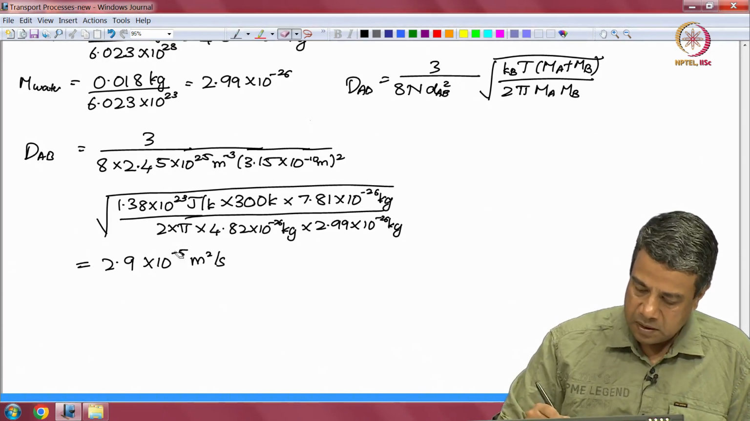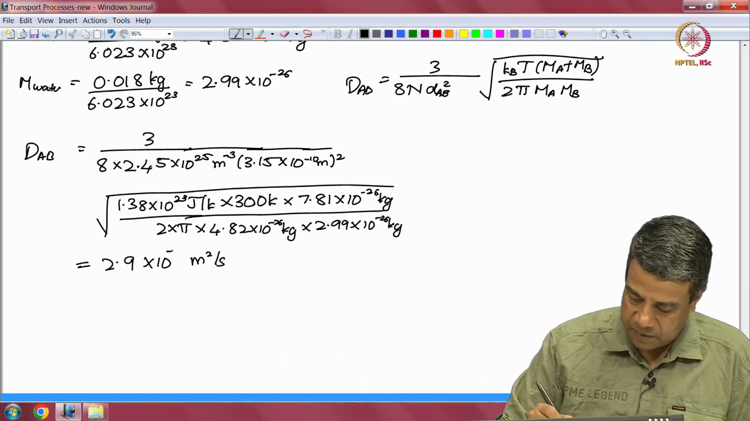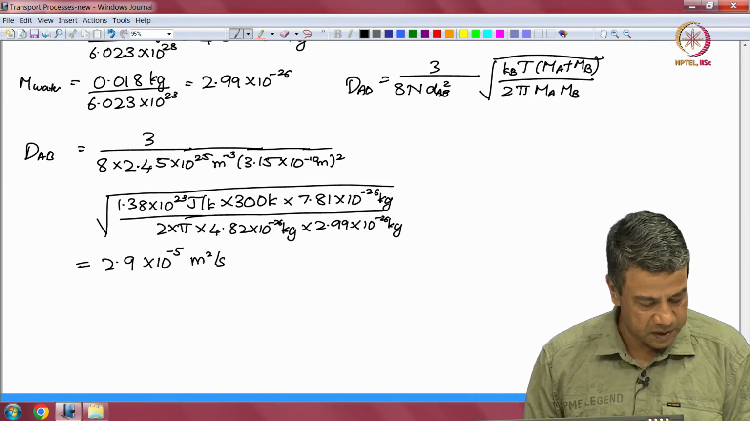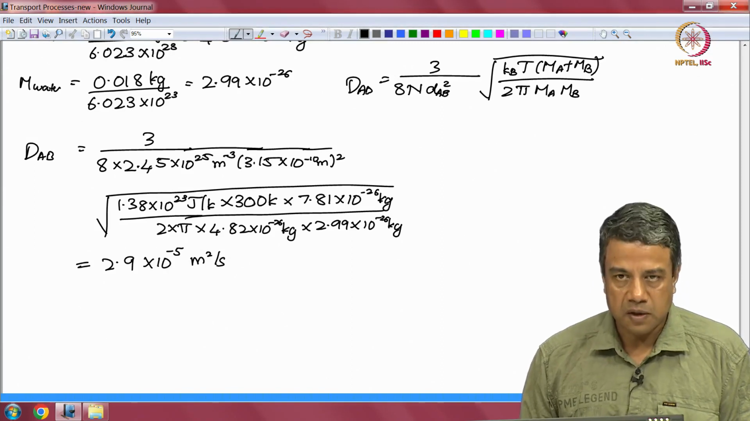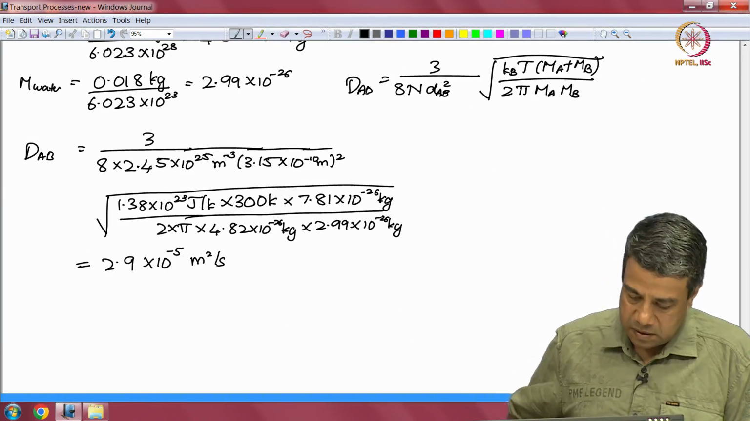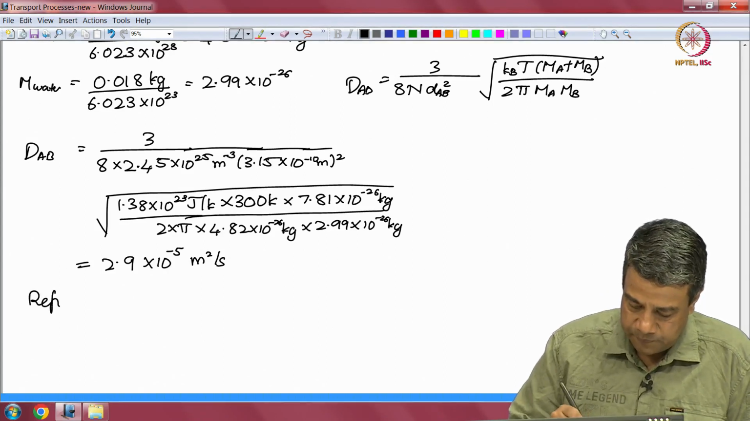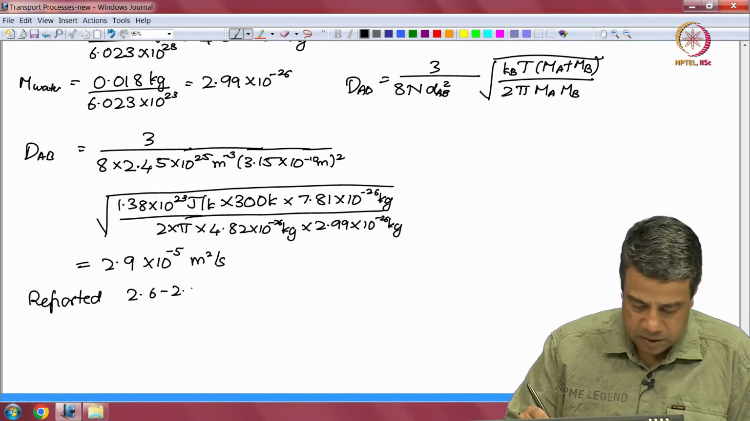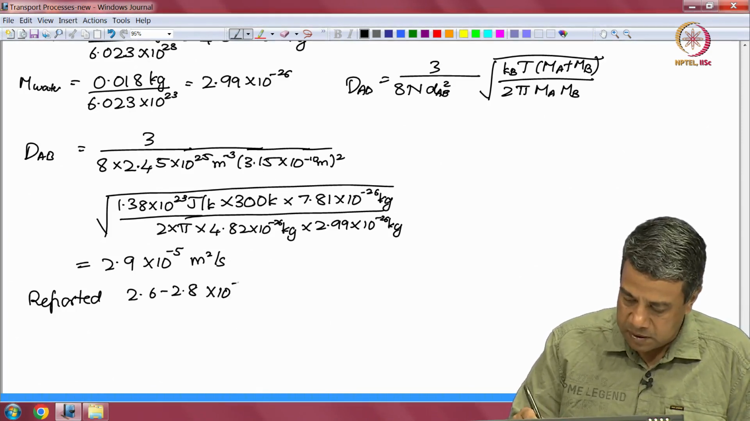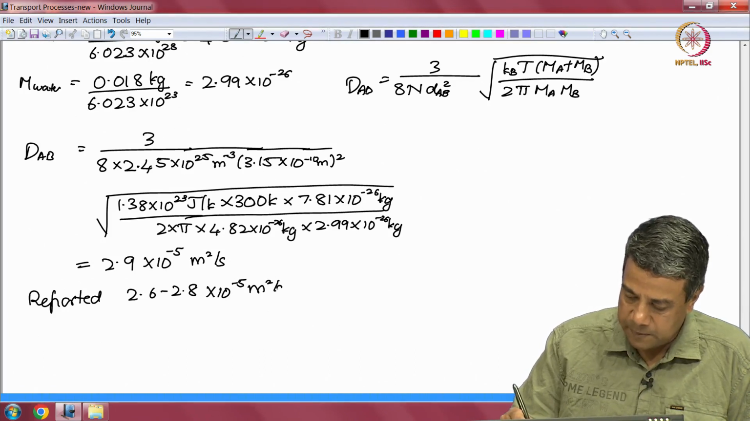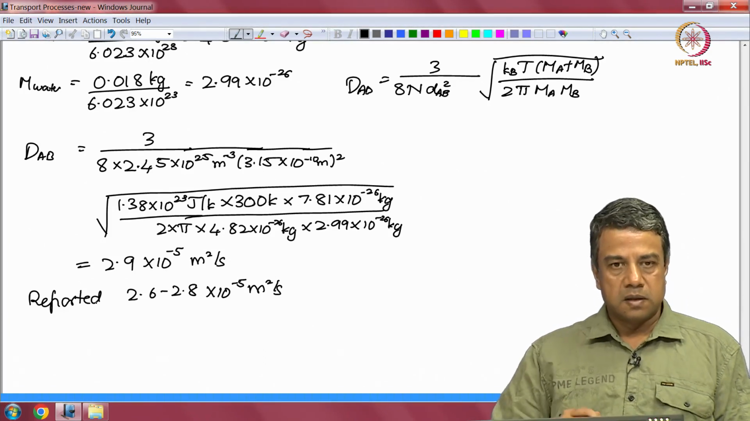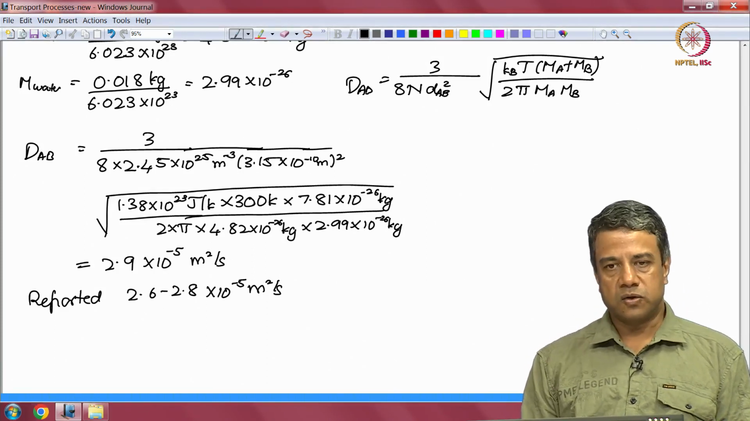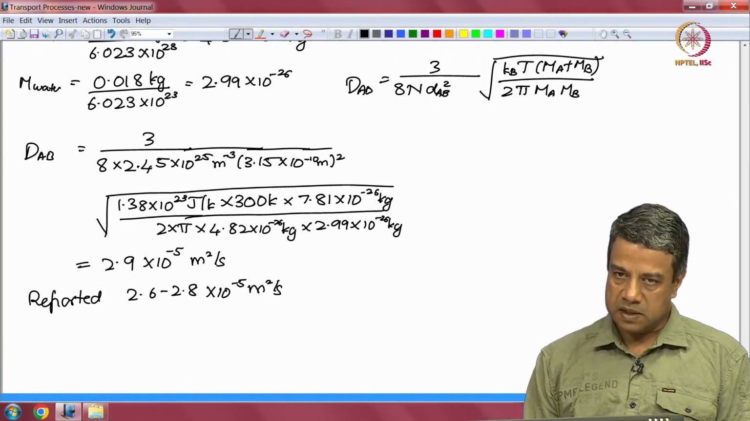2.9 into 10 power minus 5 meter square per second is the diffusion coefficient of water in air. Reported diffusion coefficients in literature are 2.6 to 2.8 into 10 power minus 5 meter square per second. So, this prediction is remarkably close to what we get in actual experiments.